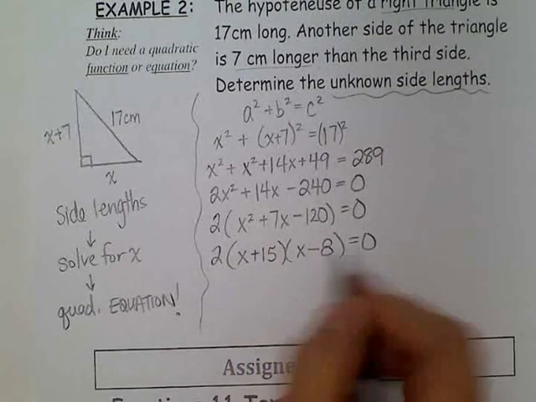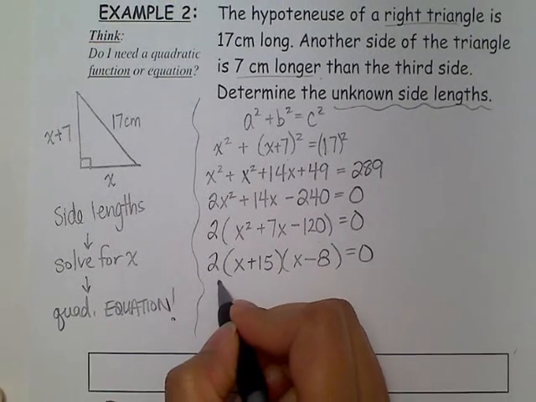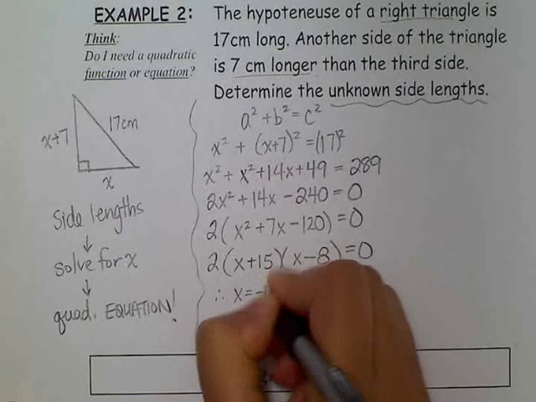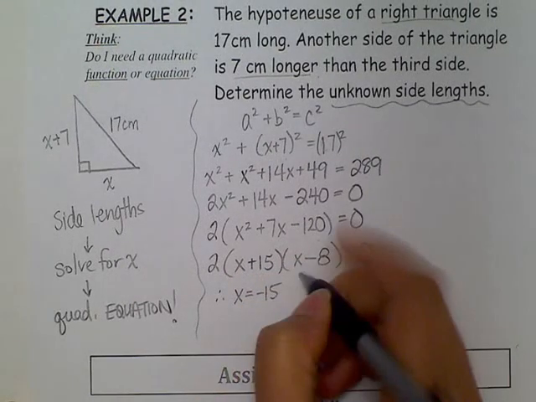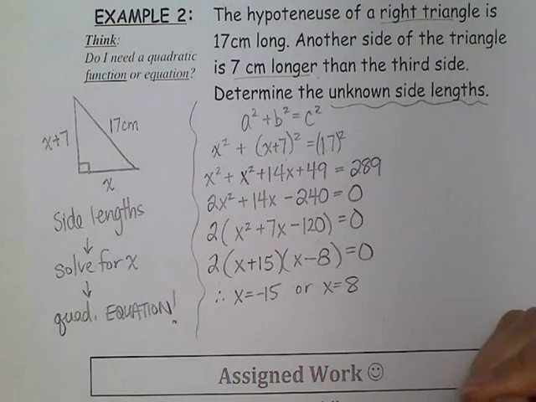So what this means is I have three things that are being multiplied and giving me a result of 0. And there's no way that 2 can equal 0. So therefore, either x equals negative 15 from this factor, or x equals 8 from this factor.